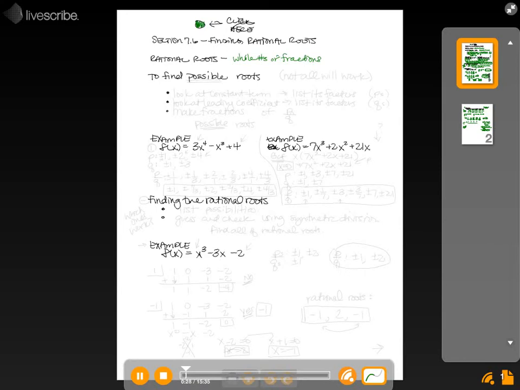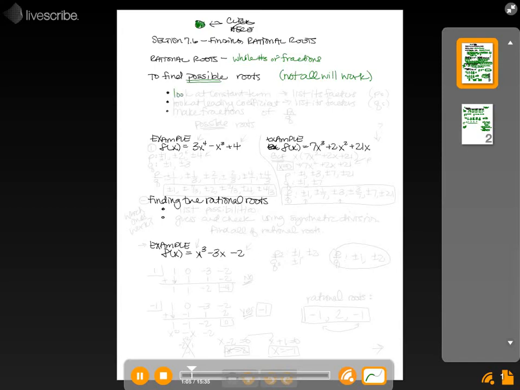So our goal today is, if you're given a polynomial, to find all of the whole number or fractional roots that will go into it, all of the answers to that problem if that problem equals 0. Now, we have a shortcut here to find all of the possible roots. Possible means that not all will work. Only a few of these will work, but not all of them. So this is a shortcut to find all of the possible rational roots for a polynomial.